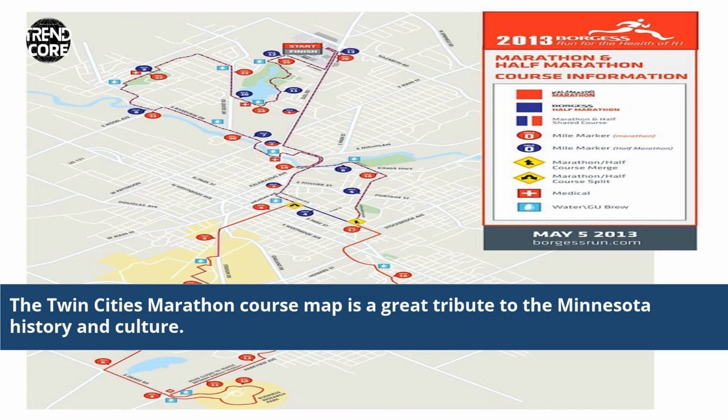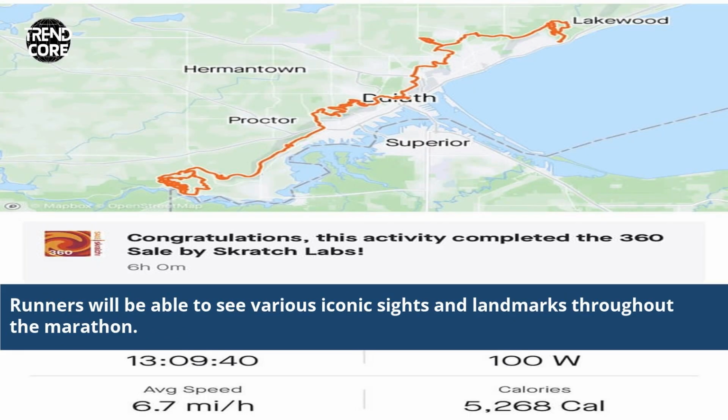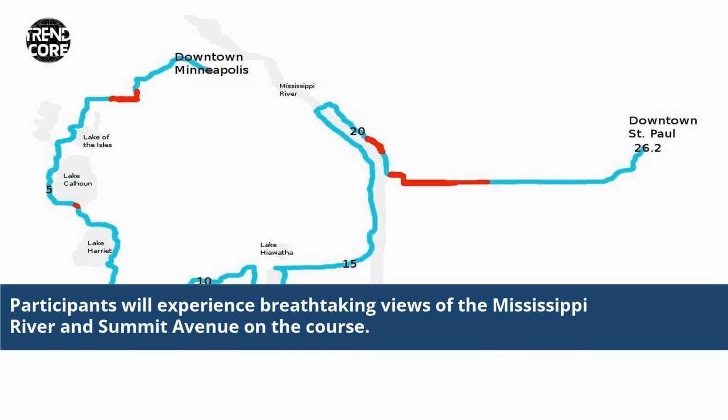The Twin Cities Marathon course map is a great tribute to Minnesota history and culture. Runners will be able to see various iconic sites and landmarks throughout the marathon. Participants will experience breathtaking views of the Mississippi River and Summit Avenue on the course.